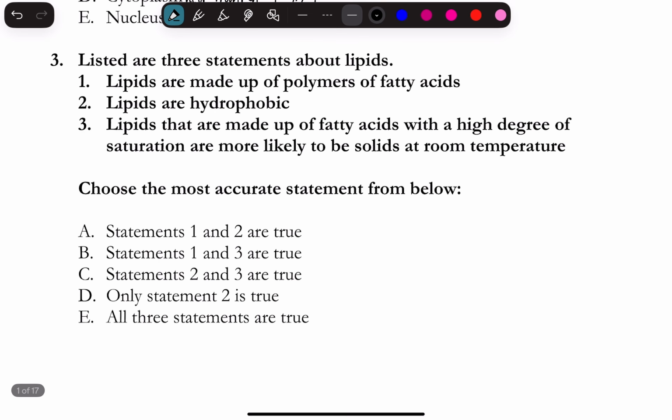Okay, listed are 3 statements about lipids. One, lipids are made up of polymers of fatty acids. Two, lipids are hydrophobic. And three, lipids made up of fatty acids with a high degree of saturation are more likely to be solid at room temperature. That's true. We know that lipids are not polymers. There's no repeating monomer, so it can't be a polymer. And we know that lipids are hydrophobic, that's a very simple thing about them. So we know that 2 and 3 are correct, which means our answer is C.